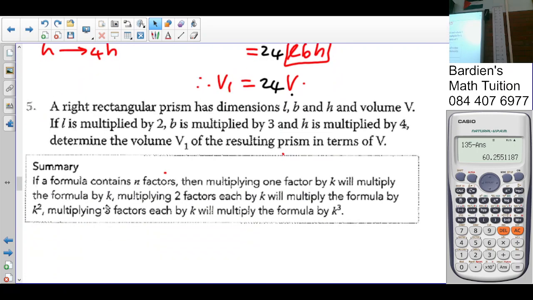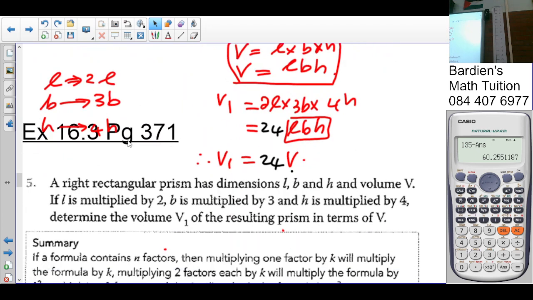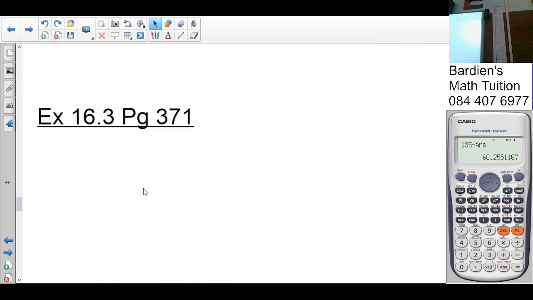Right, in conclusion, the summary: if the formula contains n factors, then multiplying one factor by k will multiply the formula by k. Multiplying two factors, each by k, will multiply the formula by k squared. Multiplying three factors, each by k, will multiply the formula by k cubed. So if it's the perimeter, it will basically be times k. If it's area, it will be k squared. If it's volume, it will be k cubed. That is the case if all the sides are affected.